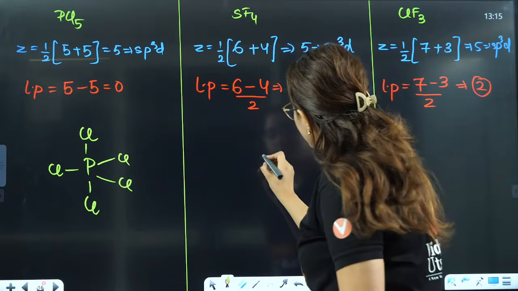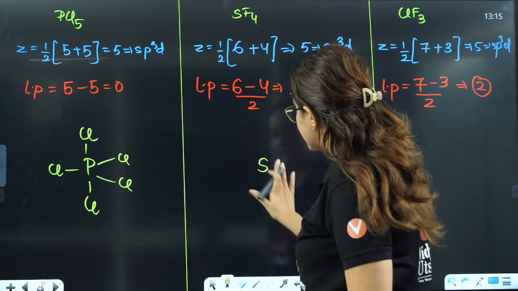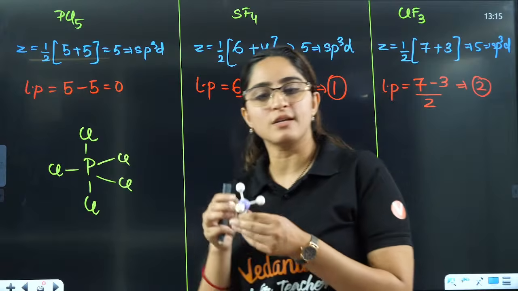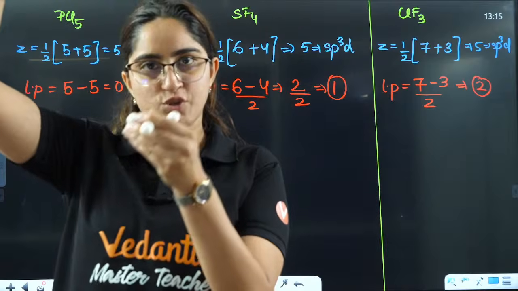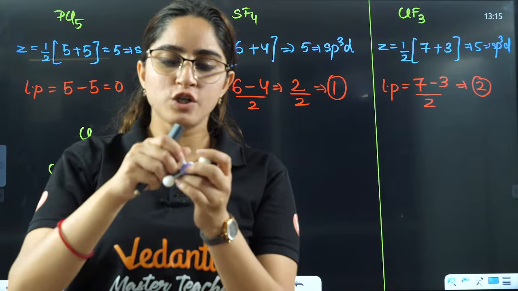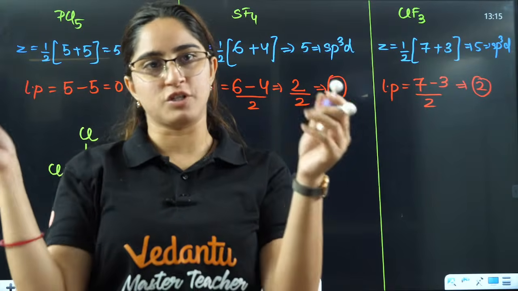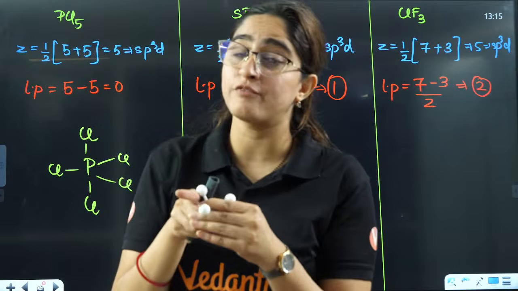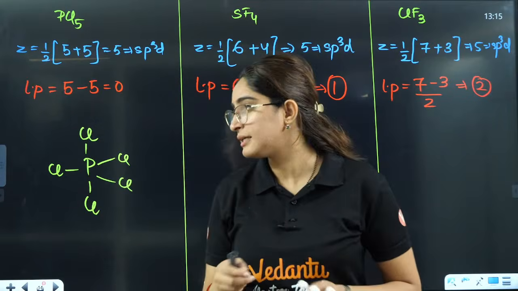What about this one? This is sulfur, right? In the sulfur, there is one lone pair, but now the question is, should the lone pair be on this position? Because now you have this kind of shape. Or should the lone pair be on this position? Now you have this kind of shape. Now see, this is one very famous question of NEET, right?